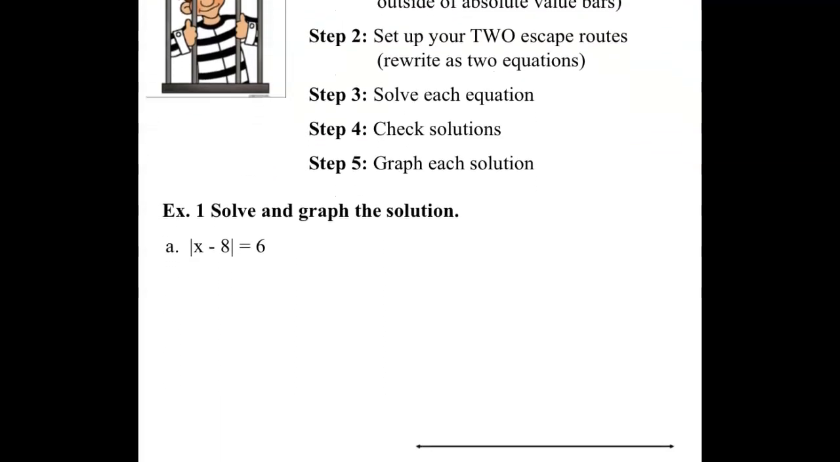So in this first example, are there any guards on our side? Remember, we're the x minus 8, right? We're inside jail. Are there any guards on the same side of that equation that are watching me? No. So step one's already done. The guards went to lunch. Step two, we need to break out of jail with two routes planned.